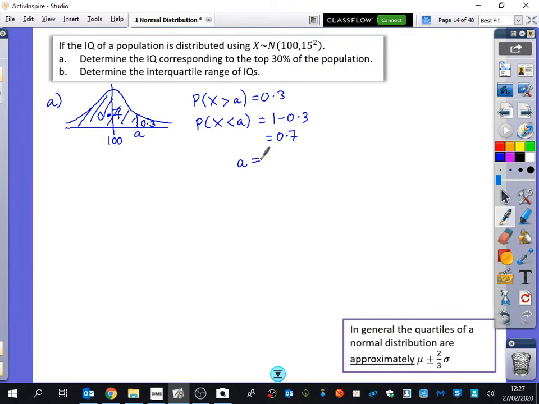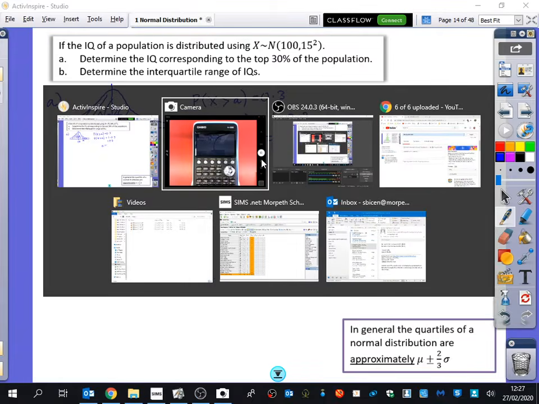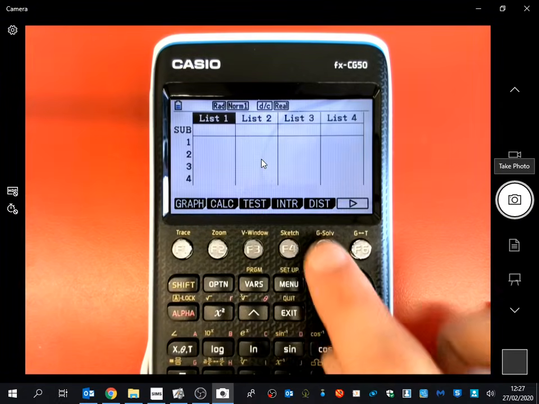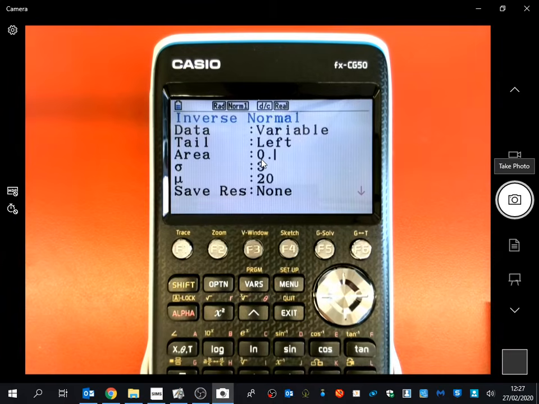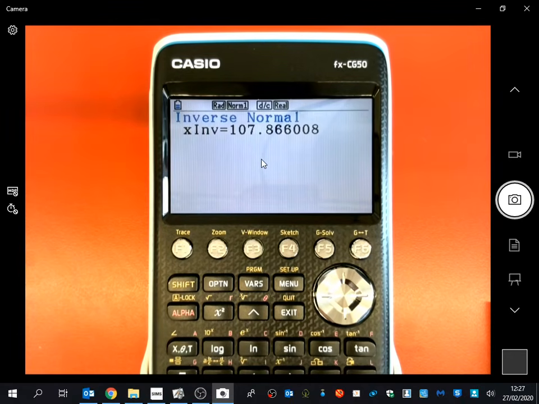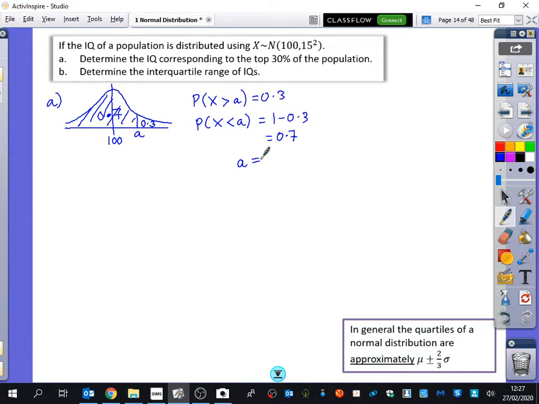It kind of feels like, well, we haven't even done any work. But it's because you're all doing it on the calculator. So I'm going to go back and find out that it's 0.7. It's a left tail 0.7, standard deviation of 15, and average of 100. So you get 107.866, which is basically 108, because you'd probably give someone's IQ score as a whole number. Round it up.